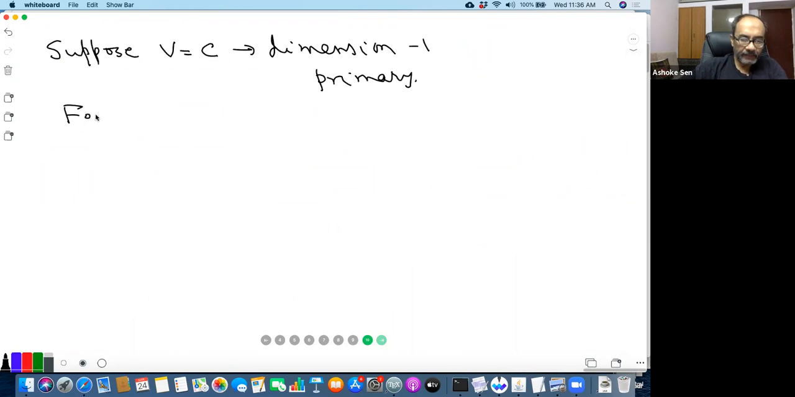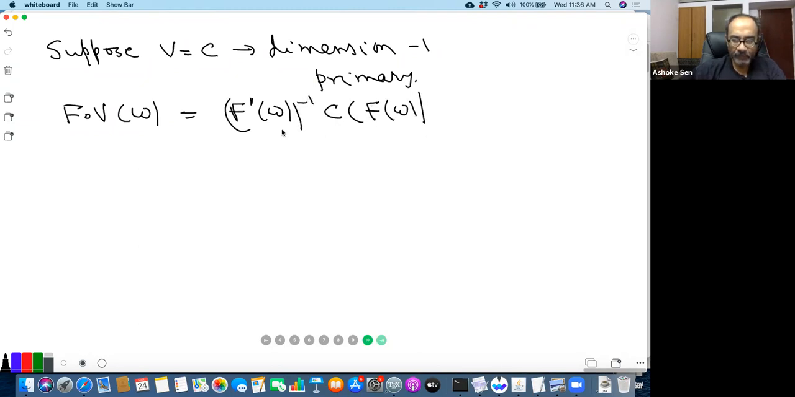Then f∘V, at, let's say, take any point w, then you'll set w equal to 0. This is given by f'(w)^{-1} c(f(w)). That's what I mean by you are conformally transforming c, and this -1 reflects the fact that it's a dimension -1 primary.